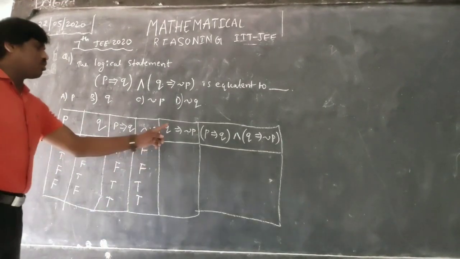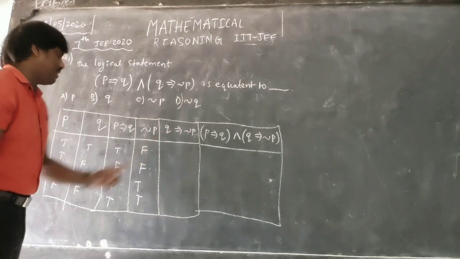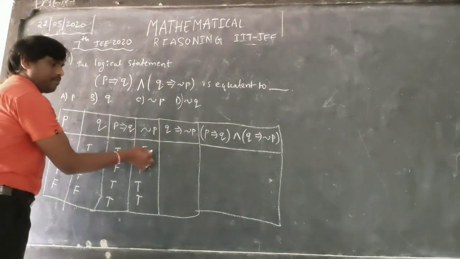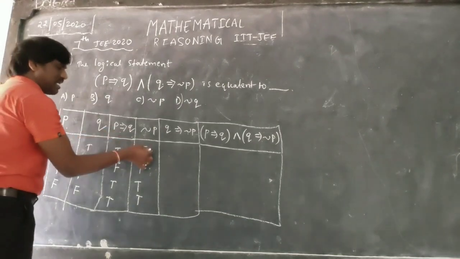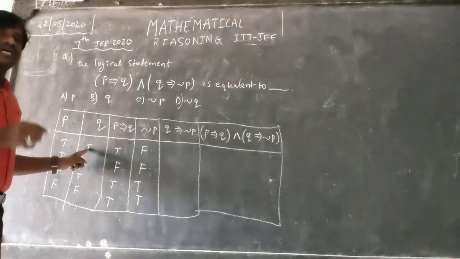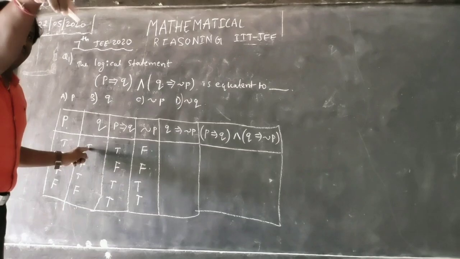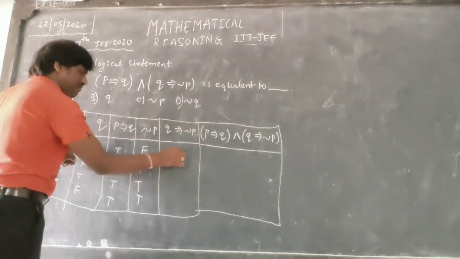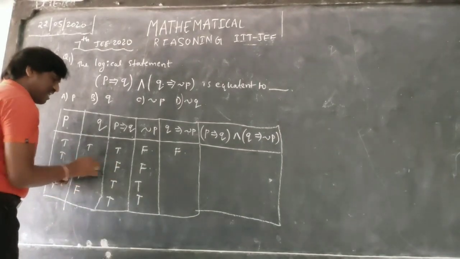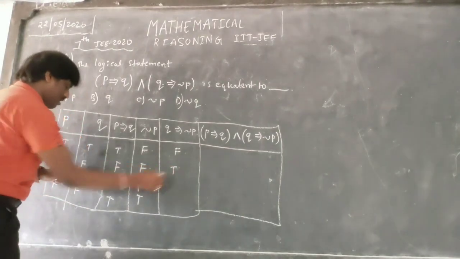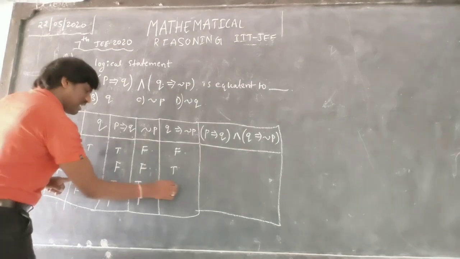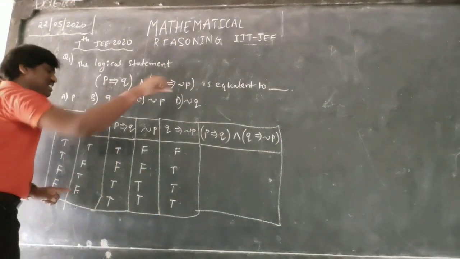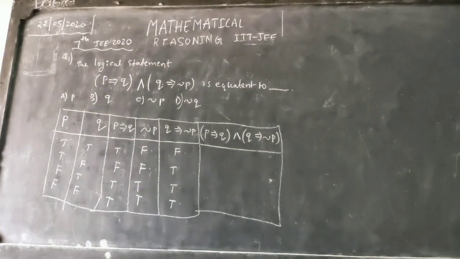Next, Q implies negation P. From Q you have to imply negation P. TF is F, the remaining times it is true. FT is T, FF is T, TT is T, and only TF is F. Now I have done this.